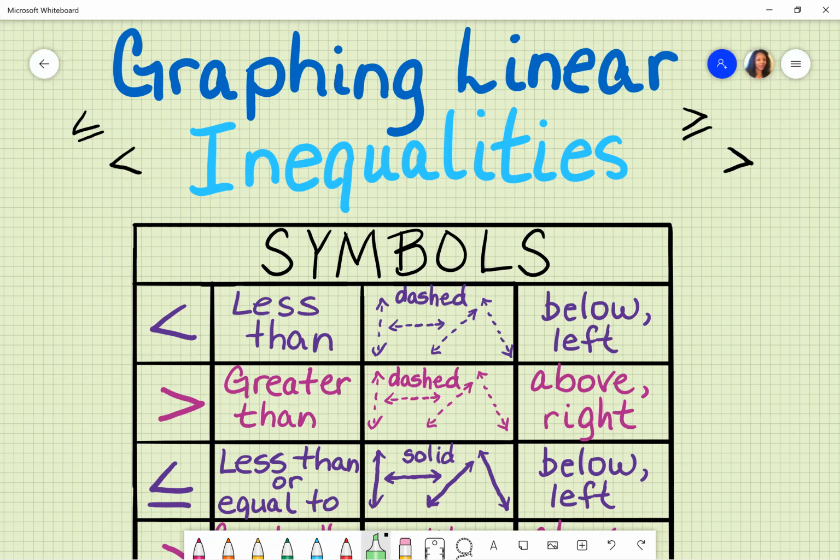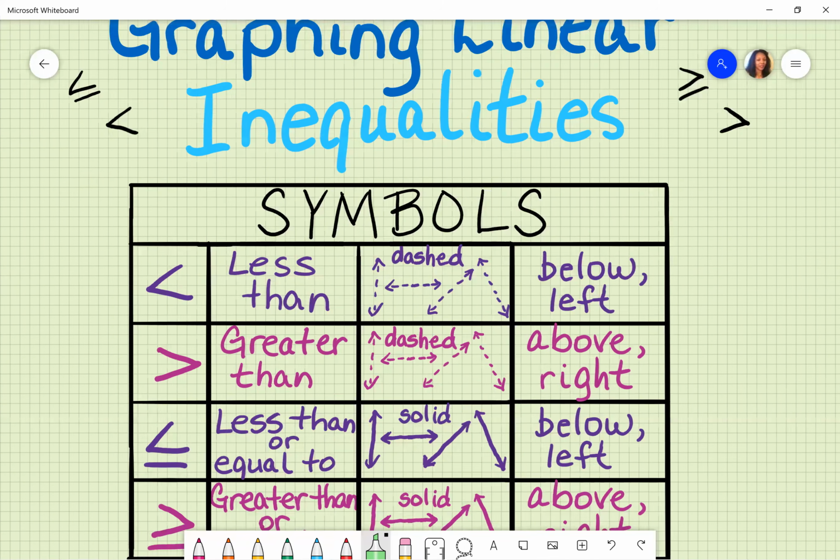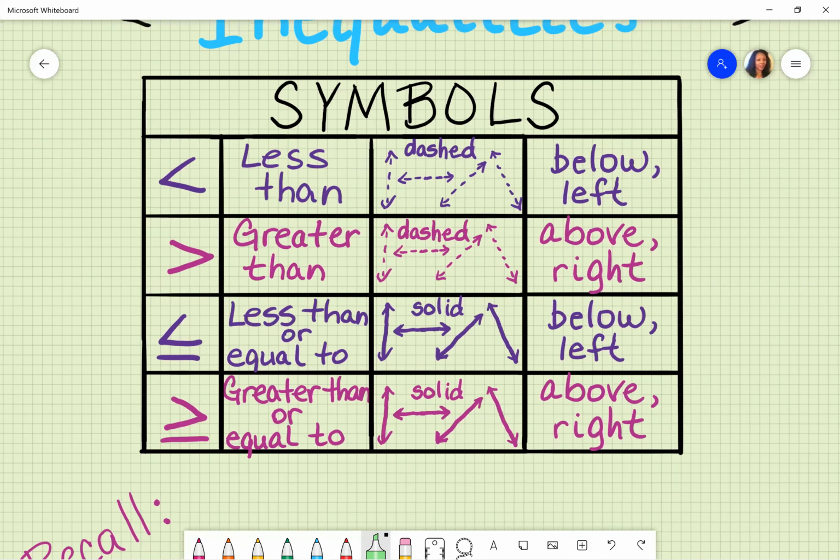Graphing linear inequalities. Well, the first thing you need to know is what inequalities are. So I've created a chart here that tells you what each one represents and how it will be used when you're graphing. So for the less than and greater than, some people still have problems identifying those.